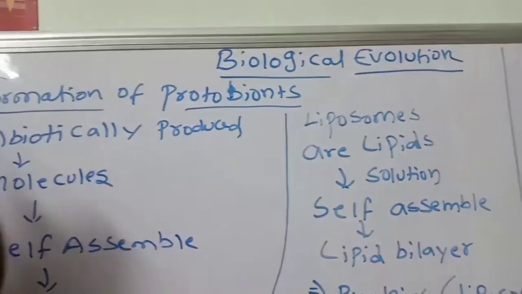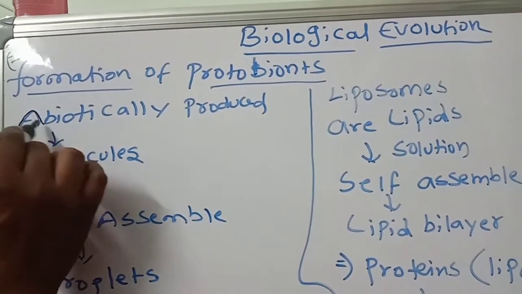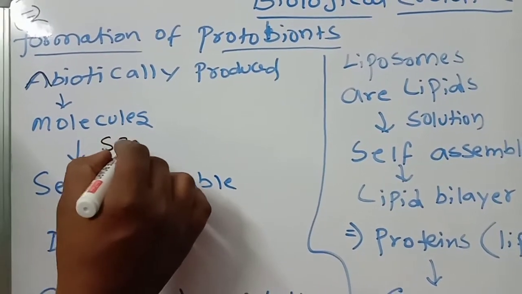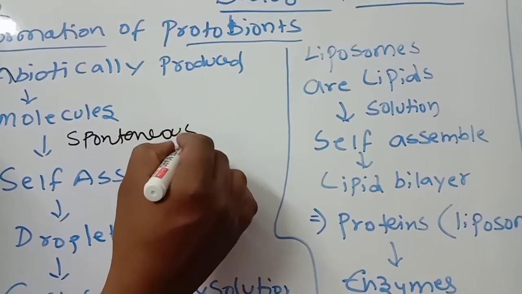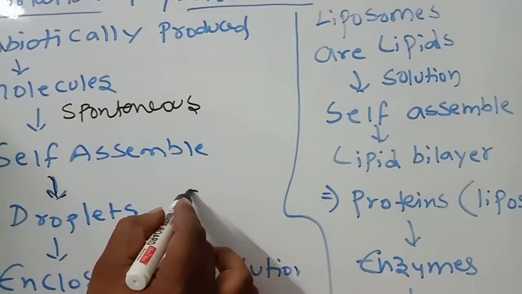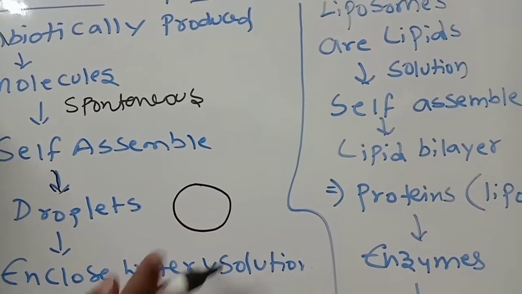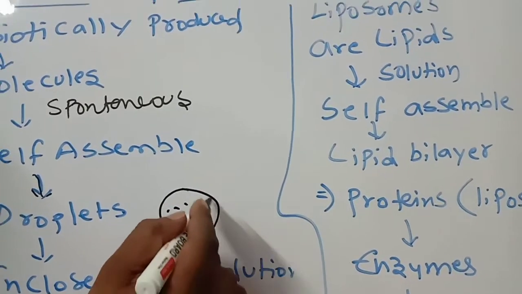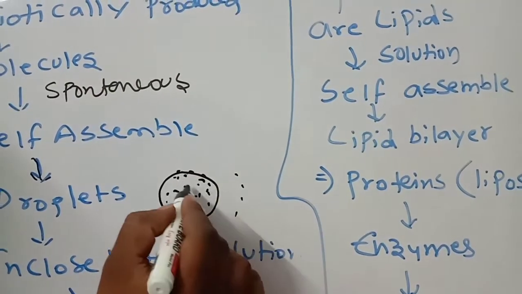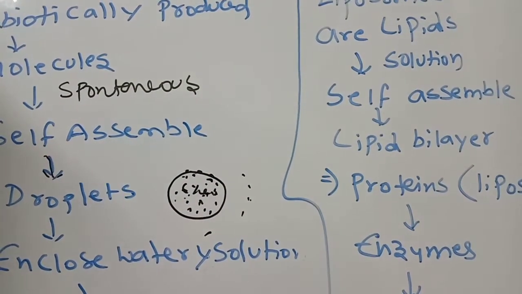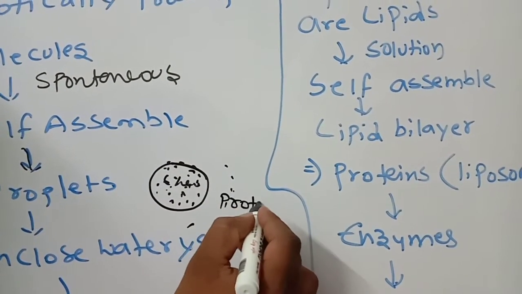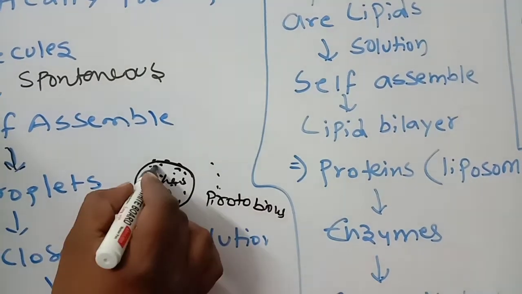The formation of protobionts, how did this happen? Abiotically produced molecules spontaneously assembled and converted into droplets. These droplets are enclosed by the water solution, and this chemical environment is different. So this is considered protobionts. Then there are the liposomes, the lipids.